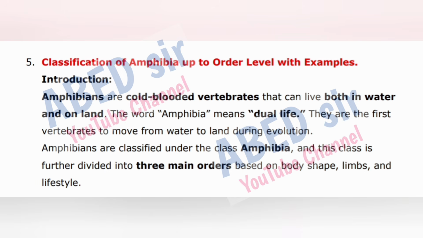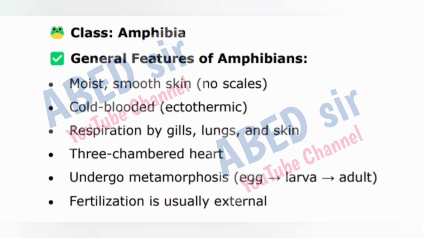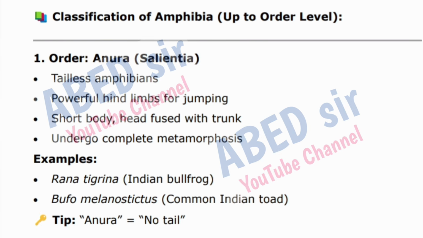Amphibians are classified under the class Amphibia, and this class is further divided into 3 main orders based on body shape, limbs, and lifestyle. General features of amphibians: moist, smooth skin, no scales. Cold-blooded, ectothermic. Respiration by gills, lungs, and skin. 3-chambered heart. Undergo metamorphosis, egg, larva, adult. Fertilization is usually external.